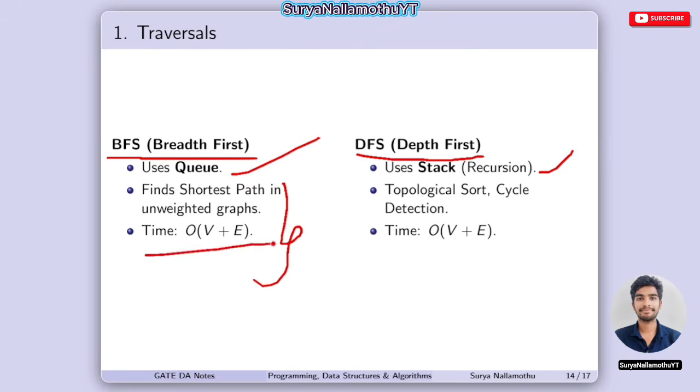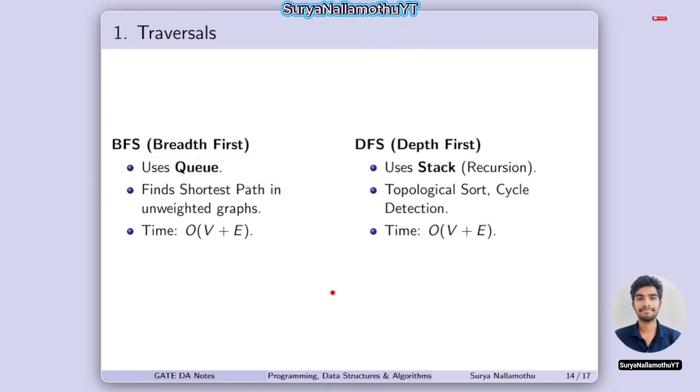The time complexity is vertices plus edges, O(V + E). We have the graph, right? These are the vertices, and these are the edges, for example 1, 2, 3. So the time complexity becomes vertices plus edges.